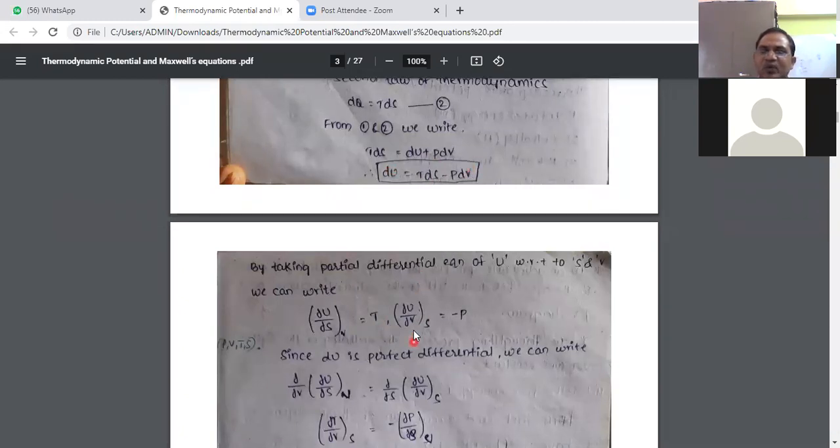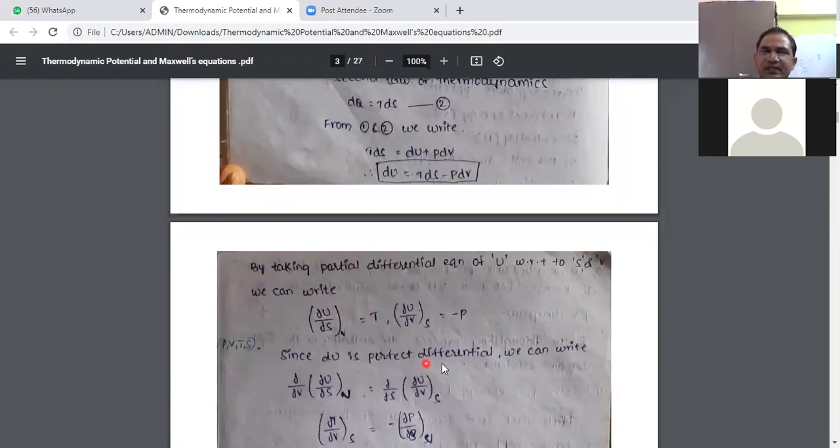So ∂u/∂v at constant s is equal to minus p. Clear, sir? Have you followed? Yes. ∂u/∂s at constant v is equal to T. ∂u/∂v at constant s is equal to minus p.